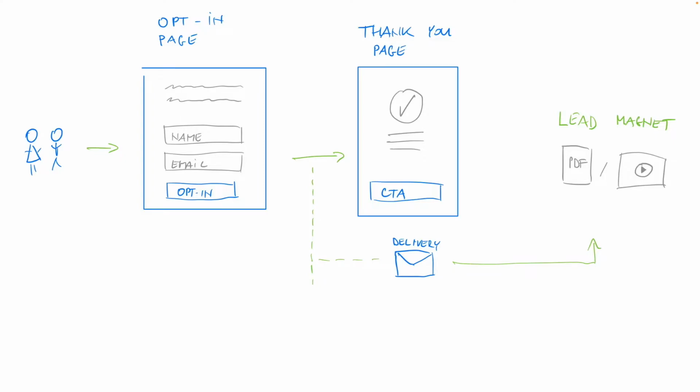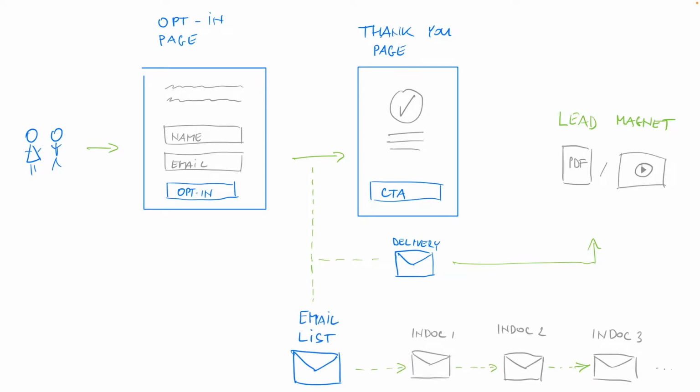Your thank you page should lead them to a way to get their result faster. At the same time, you're sending them an email with a delivery. So that will be an access link, download link, whatever. So that goes into their email. And also, as they sign up, you put them onto your email list. So you can start sending them automated emails, the indoctrination sequence.